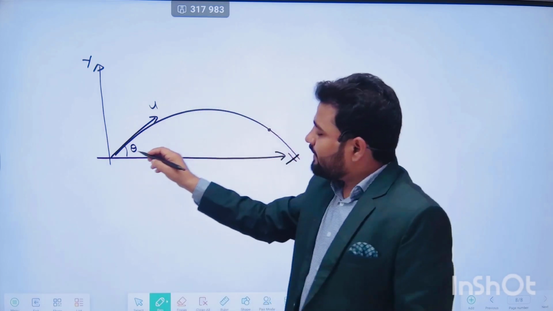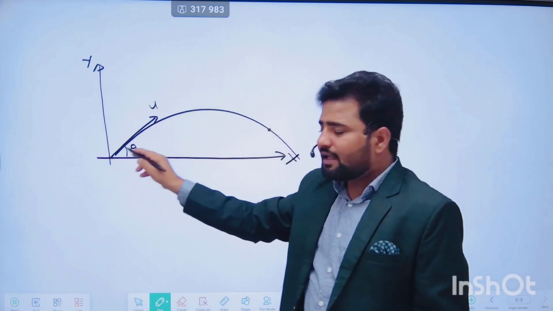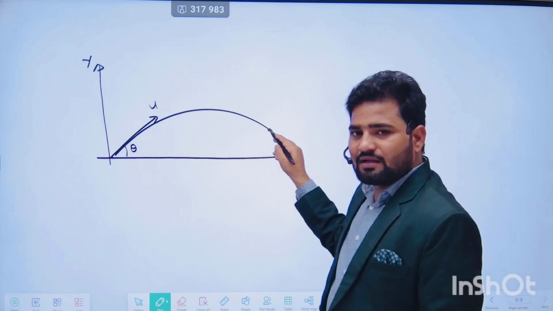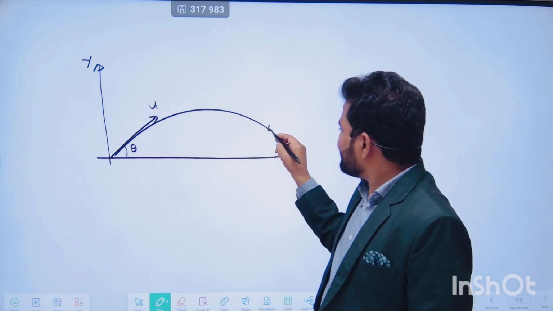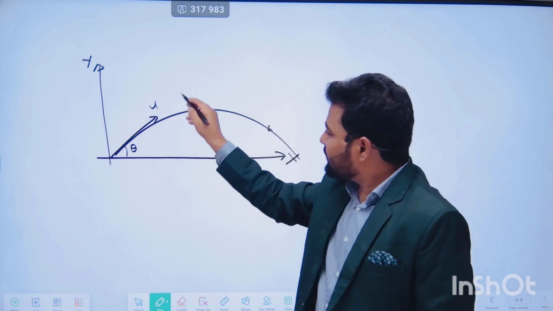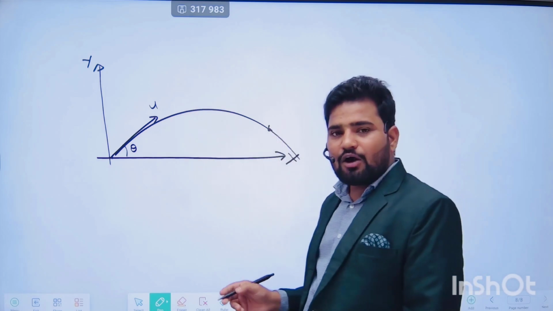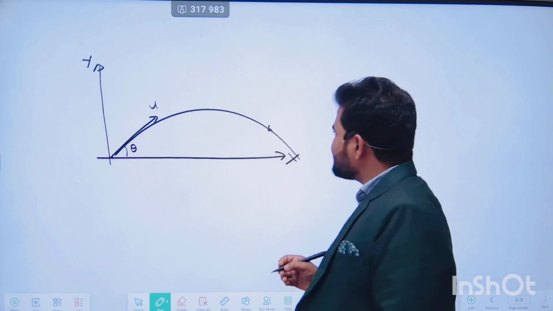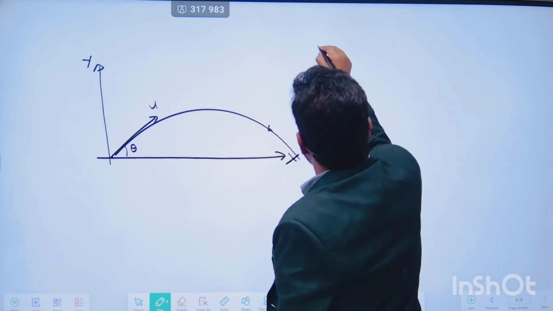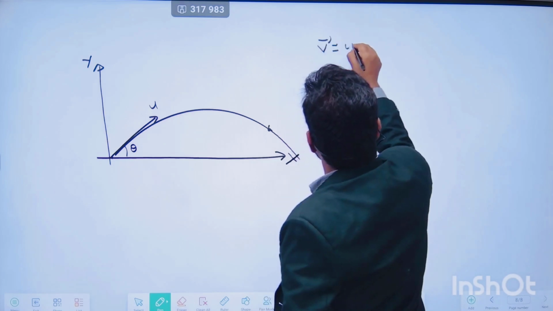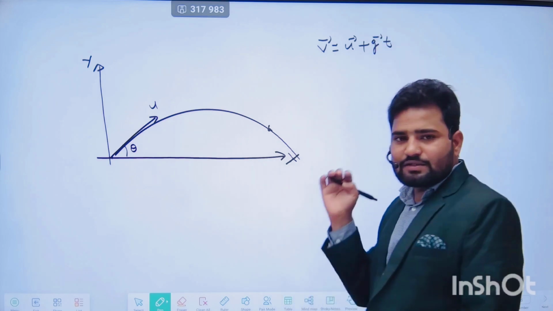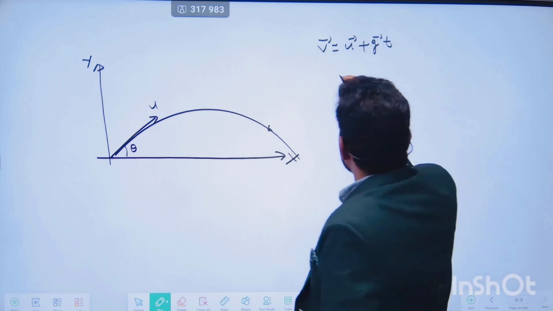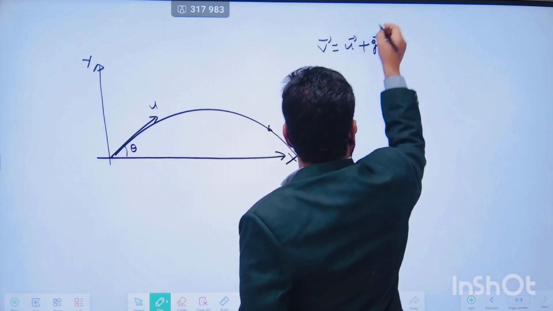Say for example, the particle is projected from here, and when it reaches here, at that time the velocity of this particle is perpendicular to the initial velocity. How to solve this problem? To solve this problem, first we know the vector form of the equation of motion, that is v is equal to u plus g into t. So from here v is equal to u plus g into t.